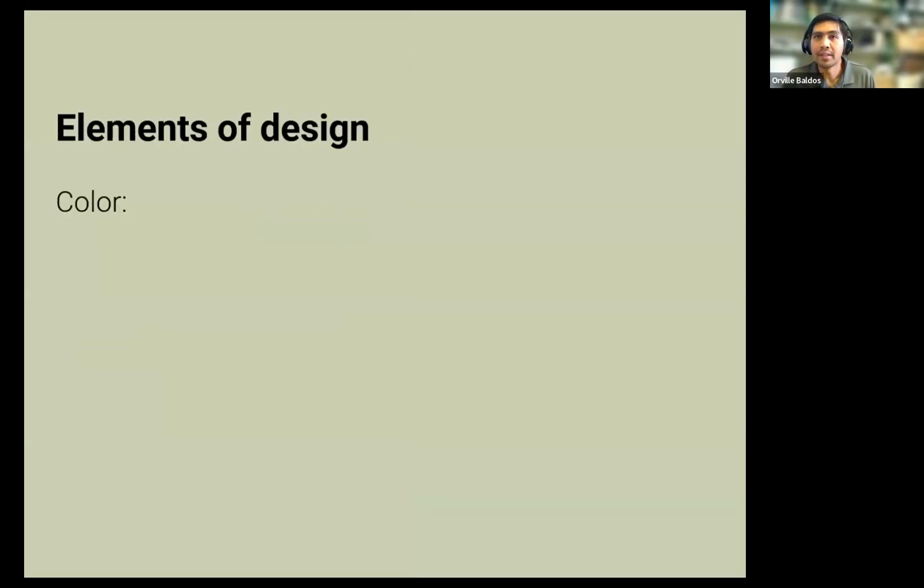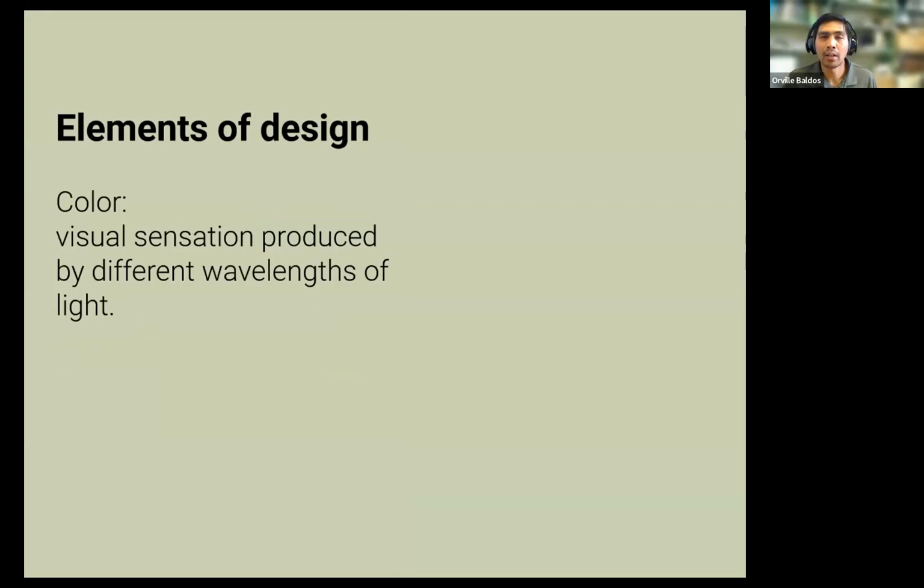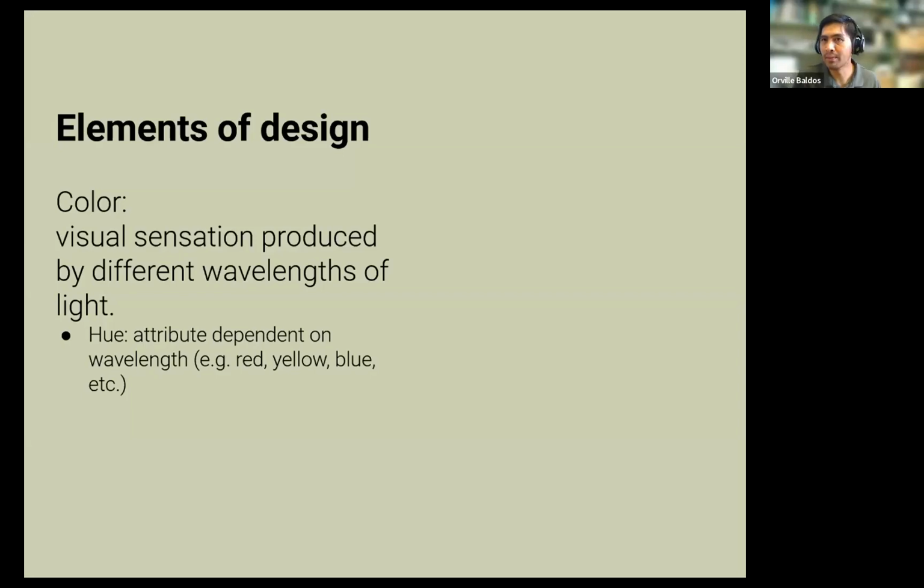The next element of design is color. Color is defined as the visual sensation produced by different wavelengths of light. And color can be divided into three categories. The first one is what we call hue. So it is dependent on the wavelength. For example, you have the yellow spectrum or the blue spectrum, the red spectrum or the orange spectrum.